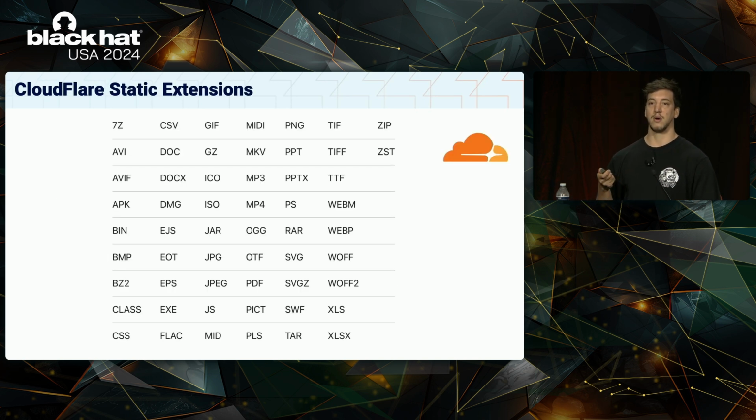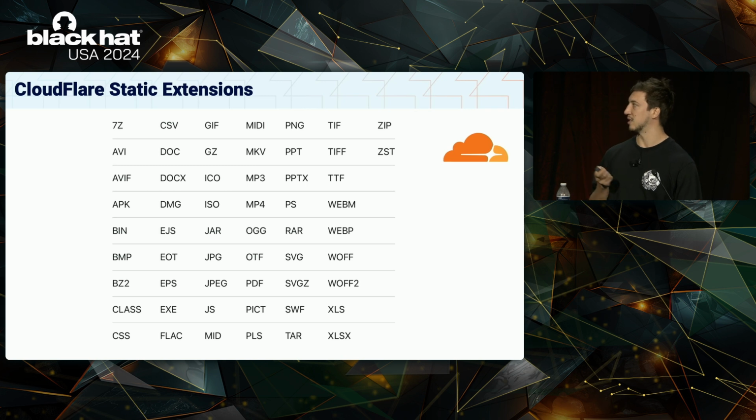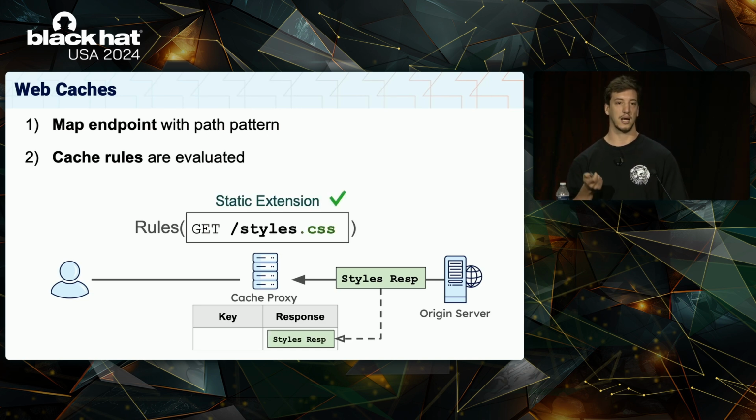One really common rule that is applied in many CDNs by default is the static extension rule. In this slide you can see the static extensions that are defined in Cloudflare by default. And the idea is that if the path of the request ends with any of these extensions, then the request or the response should be stored in the cache. So in this case, as you can see, the request is to styles.css, and as it ends with a static extension, the cache proxy is going to decide that it should be storing this response.